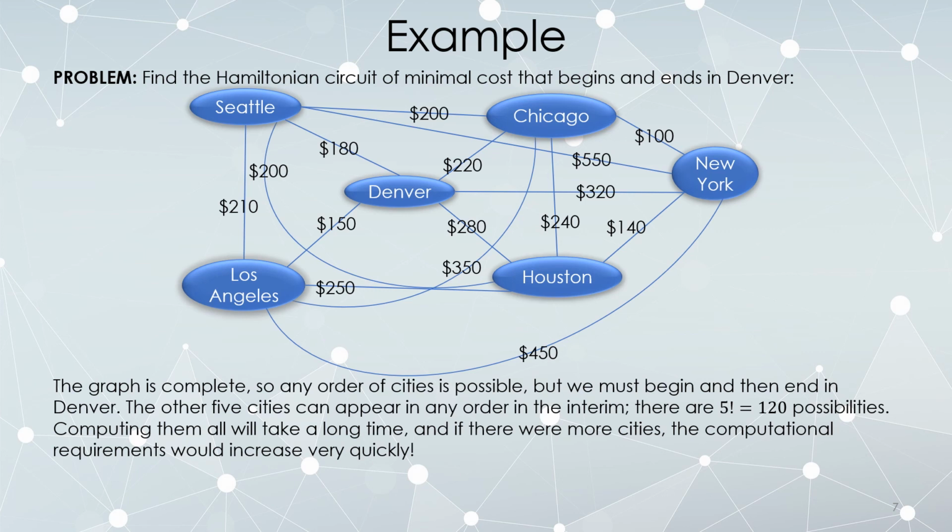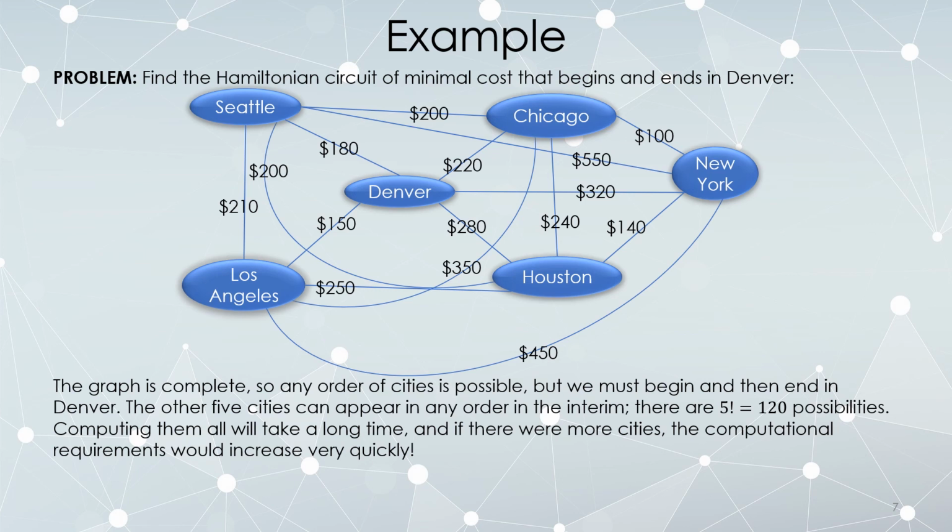But what if there was a single additional city? Then instead of 5 factorial or 120 possibilities, there'd be 6 factorial or 720 possibilities. One more city would then create 7 factorial, which is close to 5,000. So as the number of cities goes up, as the number of vertices goes up, the number of possible paths you have to compute increases extremely rapidly. It's actually doable for 120 paths. You could do it in reasonable time, especially with the aid of a computer.